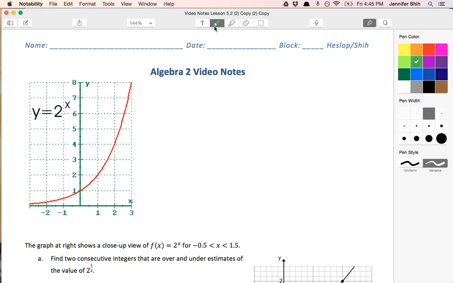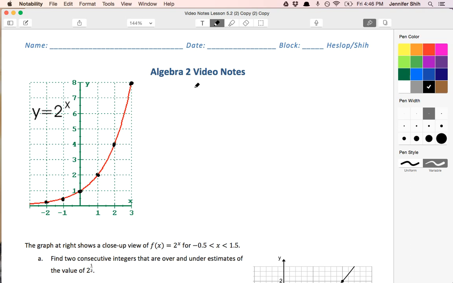First thing you're going to do is you can pause the video and sketch this graph in your notes. This is y = 2^x. You just have to plot some points right around here, these points, and then draw in a curve.